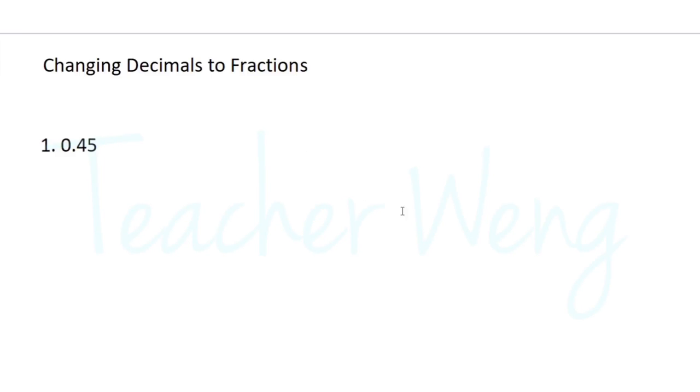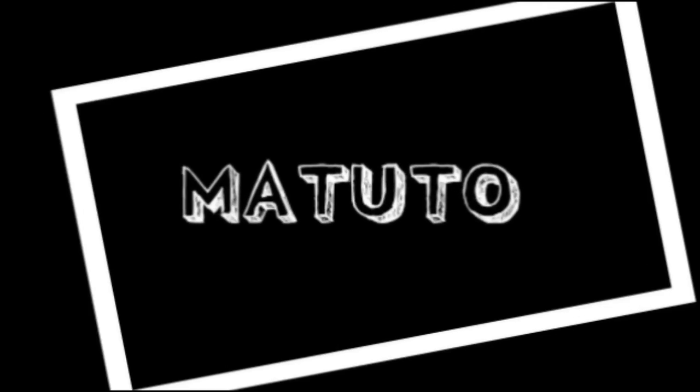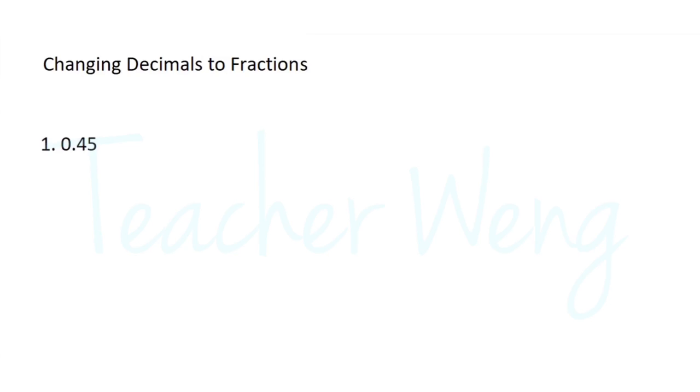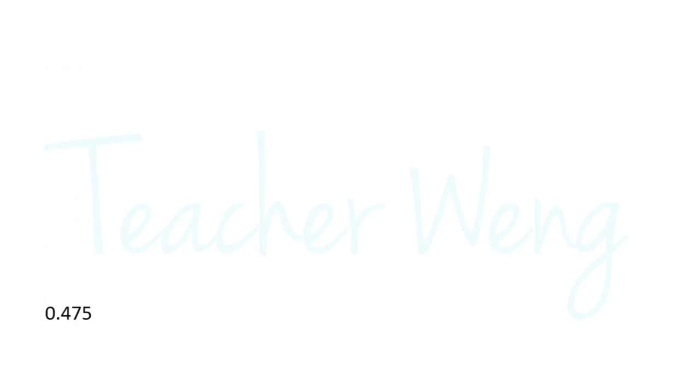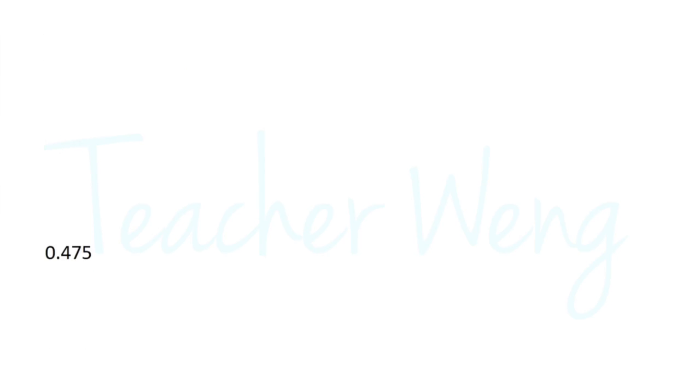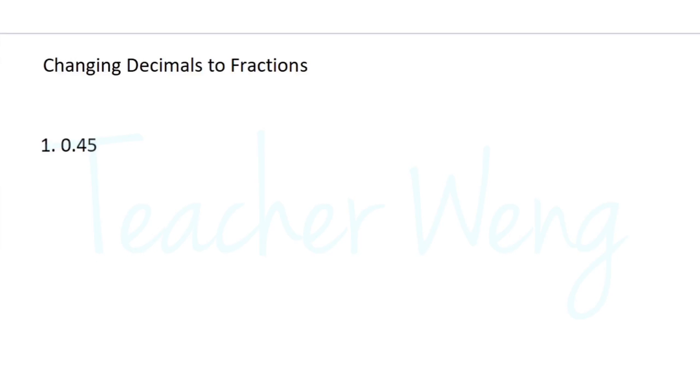Our topic is changing decimals to fractions. So if you want to learn how to change decimals to fractions, keep on watching. Okay, so we have here two examples. In the first example, we have 45 hundredths. And in our second example, we have 475 thousandths. Okay, so let us convert first number one.